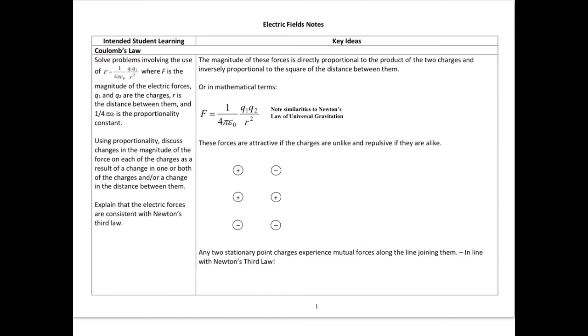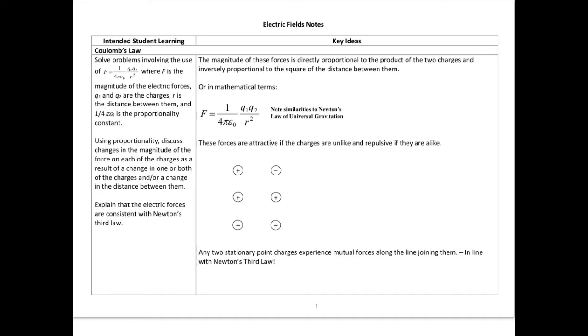So the three intended student learnings for this slide, and I'm really going to focus mainly on the first one, is solve problems using Coulomb's law. It just defines what they are. You then need to, in a similar way to what we did in the last topic, use proportionality to solve problems. Remember that there is the Essential Skills video on proportionality. I'm not going to talk a lot about that today. You can go back and review that because all those same concepts apply. And obviously we need to understand that Coulomb's law, like all our laws to do with force, is consistent with Newton's third law. And that's pretty straightforward.